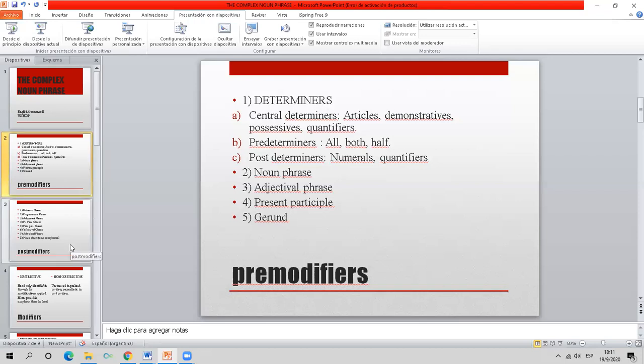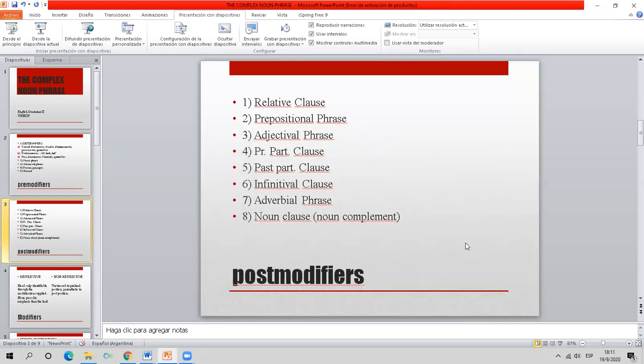Now, most of the complexity of the noun phrase comes in post-modification. There are many possibilities in terms of what you can find after the head noun within the noun phrase. Look at this. Relative clauses, remember, they are post-modifiers of head nouns. Prepositional phrases, adjectival phrases, present participial clauses, past participial clauses, infinitival clauses, adverbial phrases, and noun clauses.